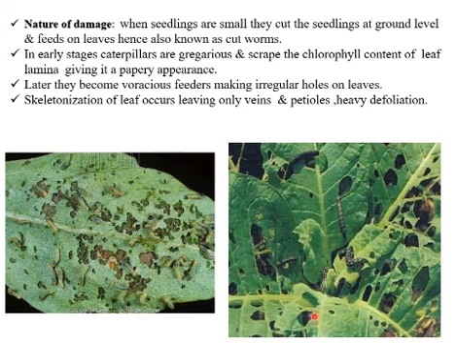Here we can see the irregular holes on the leaves. And finally, what is the tobacco caterpillar nature of damage? We have to remember skeletonization of the leaves. This is the major symptom of the tobacco caterpillar.